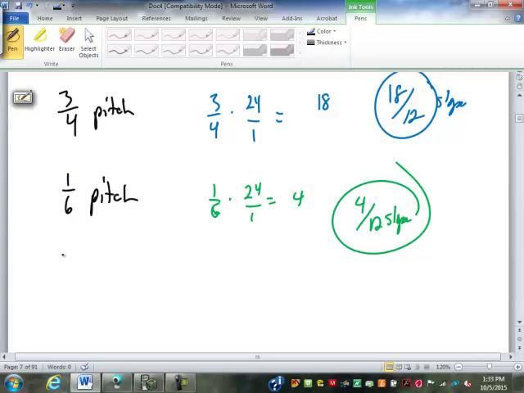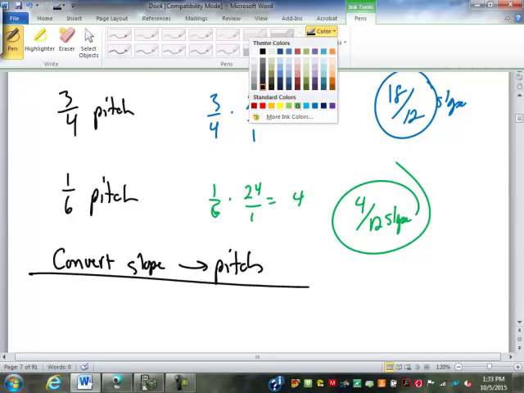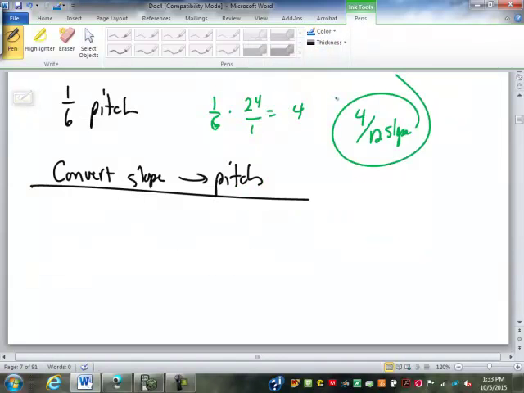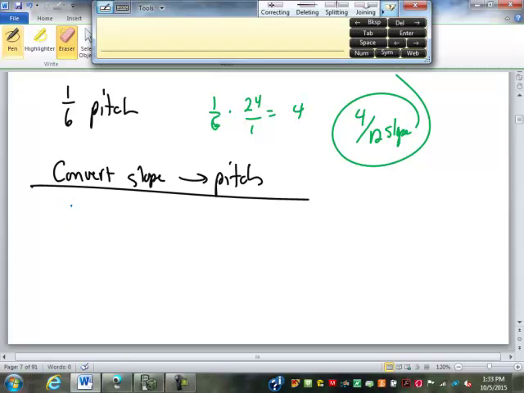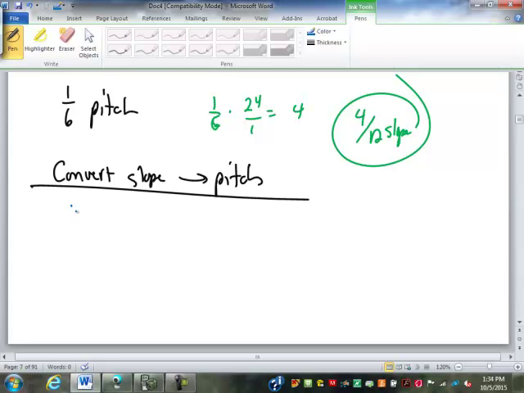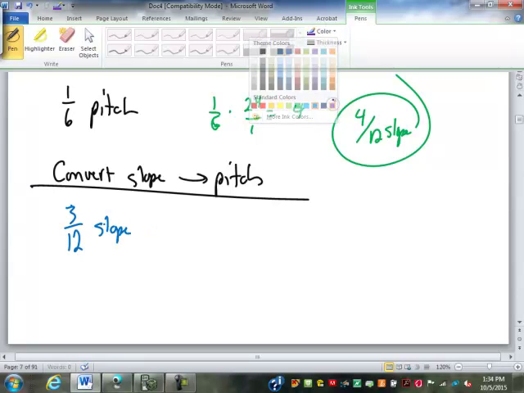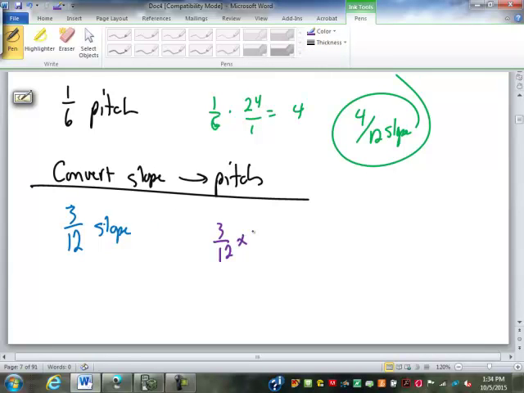We might have to convert slope to pitch. If you're setting a ridge beam, it's handier to have it as a pitch. 3/12 slope. What are we going to do? 3/12 times 24 ends up being 6.